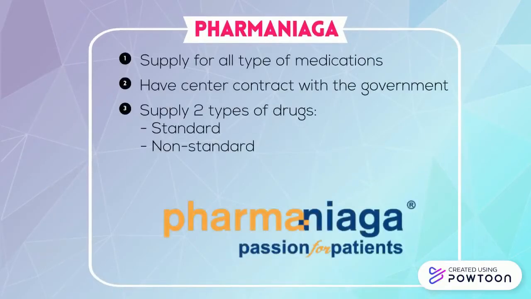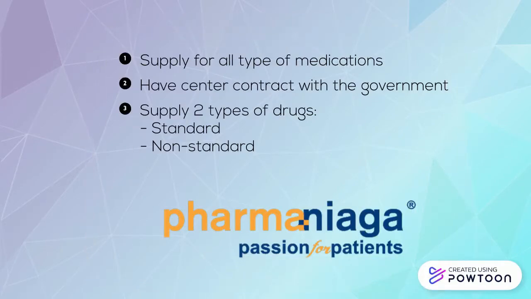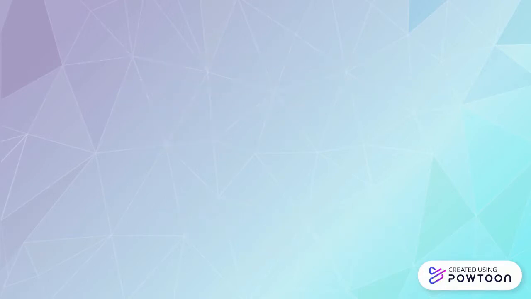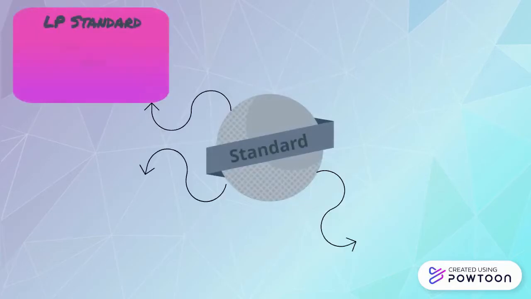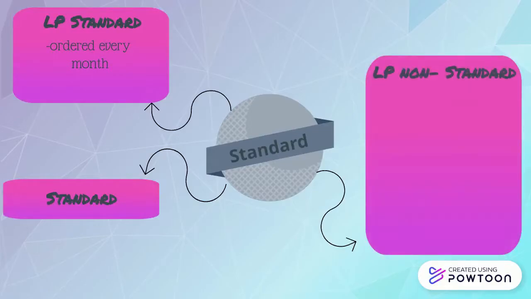Pharma Niaga is the main supplier for HSNZ. It supplies various types of medications needed for patients in HSNZ. There are three types of standard drugs: LP standard, standard, and LP non-standard. The frequency of order for each type is different.